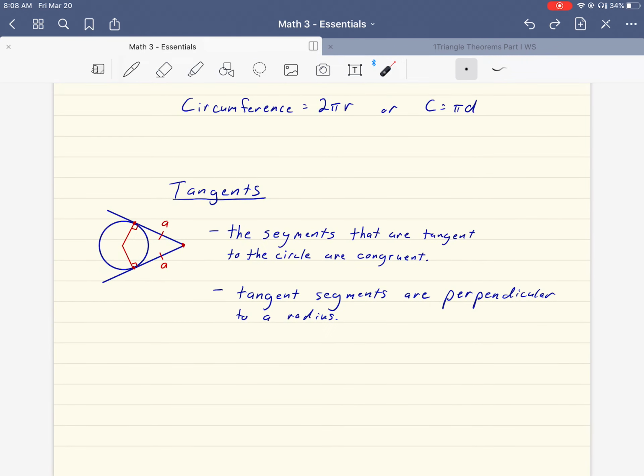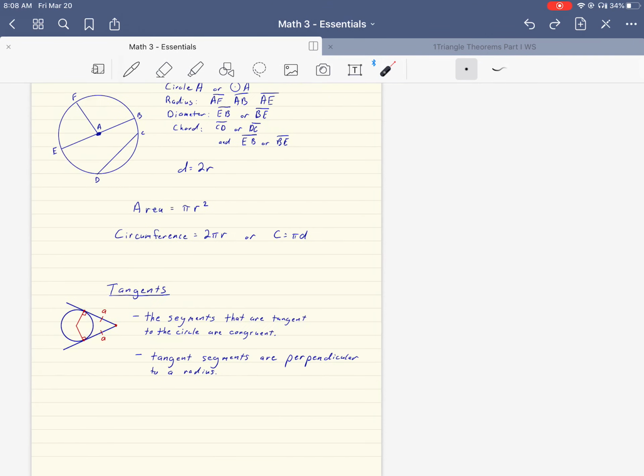Tangents. Tangents are the segments that are tangent to the circle. The segments are congruent. They are perpendicular at a radius. So here is one tangent. Here is another tangent. These tangents come through and they only touch the circle one time. If they touch the circle more than one time, they are not tangent. They're what we'll call secants, and we'll talk about those later. But here's my tangent. It touches the circle one time, and it will always be perpendicular. Remember, that means it creates a right angle with the circle, with a radius.